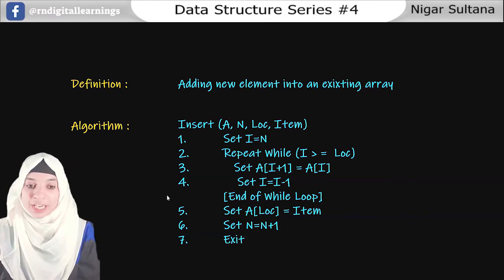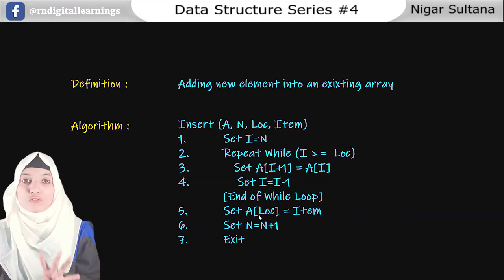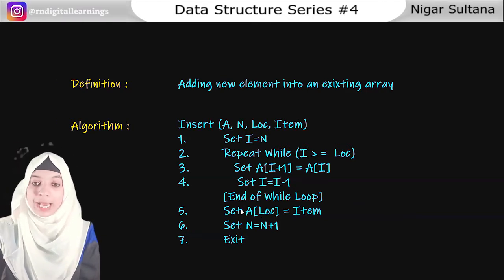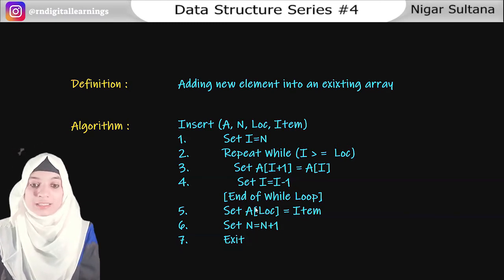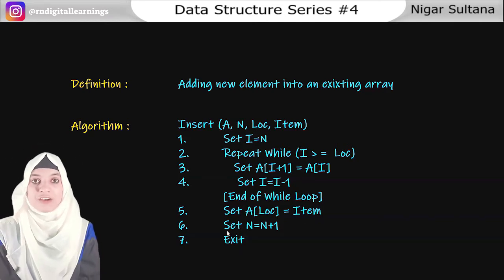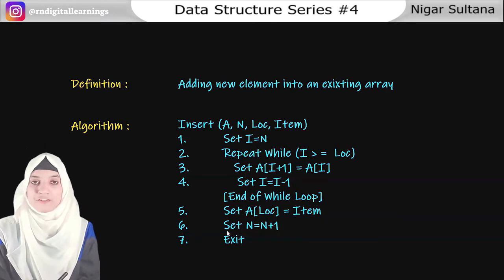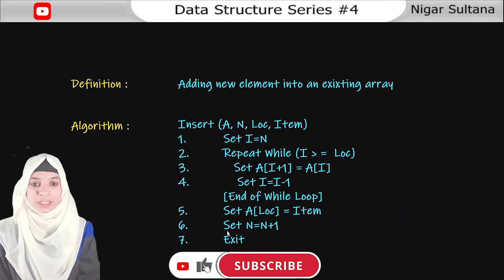Now directly we can go to the fifth step, that is A of location equals item. Now I have told you the size of an array is 4. Now what will be the next one? When I wish to enter the element in the 5th position, A of 5 will be holding the item. Now after inserting the item, I'll be increasing the size. So before, the N value was 4, now it has been incremented by 1. Now the size value of an array will be 5.